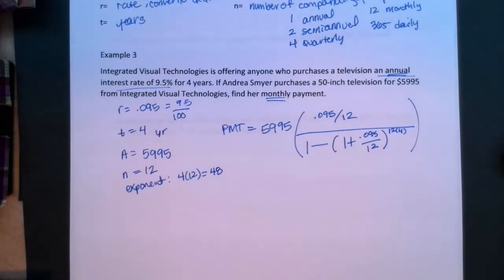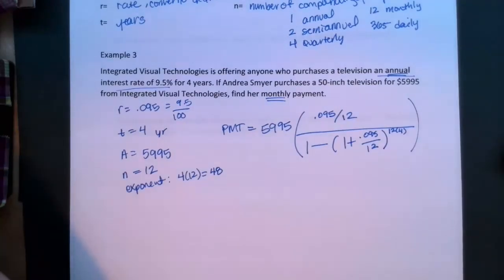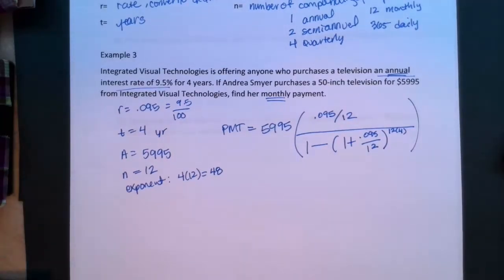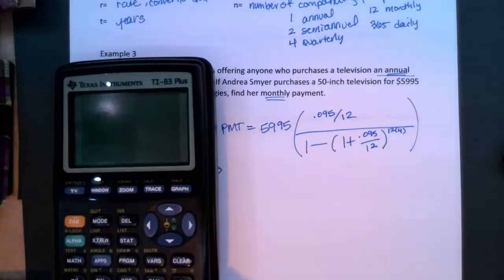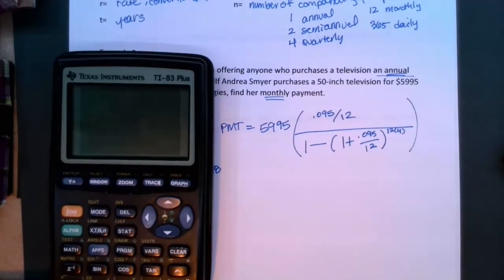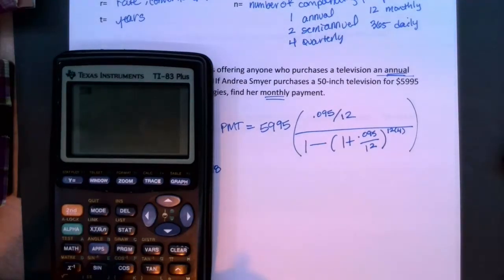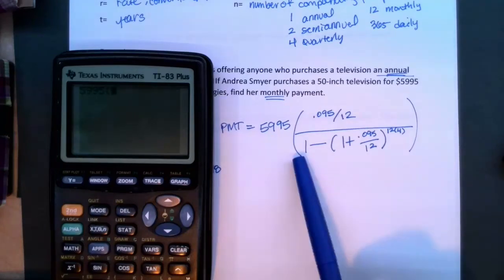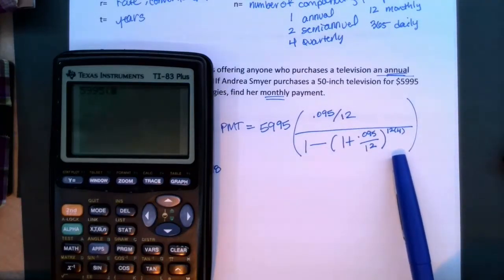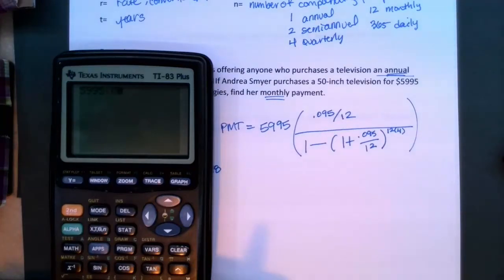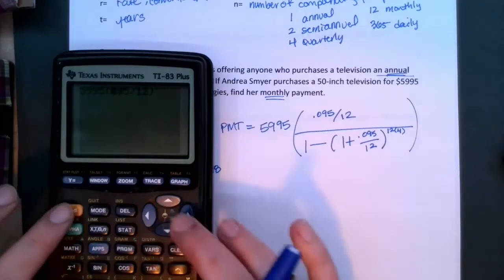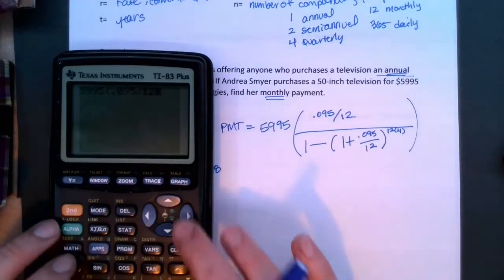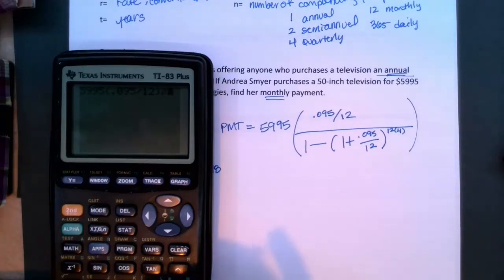The hardest part about this problem, I think, is just putting it all in on the calculator. So you have to be very careful. Start with your 5995, and then you need parentheses. We're going to do our numerator, and then divide by our denominator. You could enter this all in at once, then store it as a value and recall it, but I think that's a little more complex because we haven't done that kind of calculator work. So there's my numerator. Whoops, forgot a decimal point. There's the numerator, and then we're going to divide by the denominator.